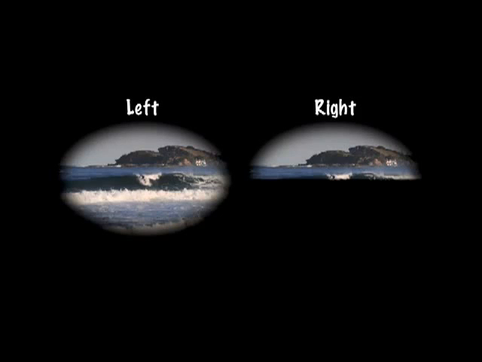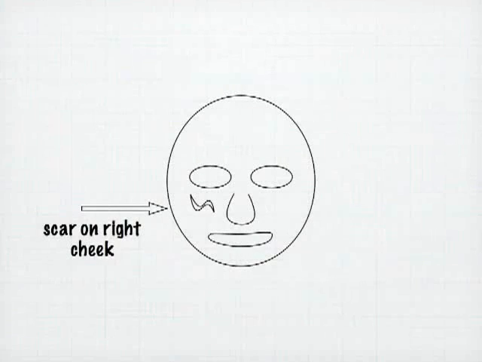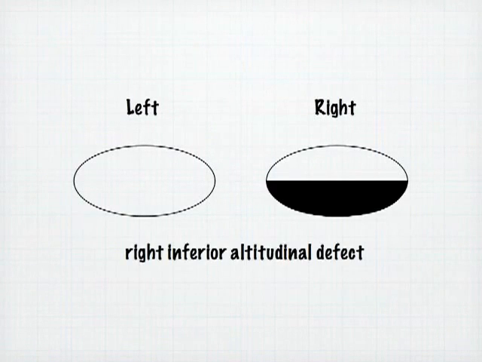For example, a patient who could not see below the horizon from his right eye would be documented like this, with a dark area representing the area the patient is unable to see. You should notice that this is different from how you would record a scar on the right side of a patient's face, where the drawing would be as if the patient was sitting in front of you. This reversal of sides when recording visual fields can cause confusion, so remember that fields are drawn the wrong way round compared to the rest of the notes, and make sure that you label them accordingly. This is a right inferior altitudinal defect.